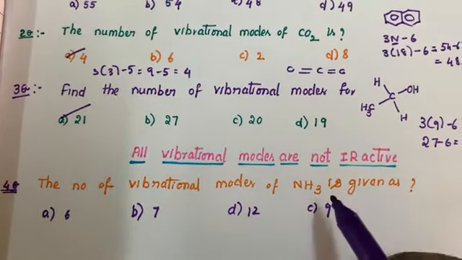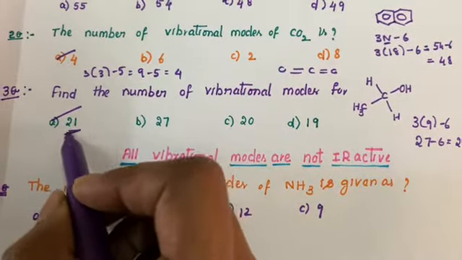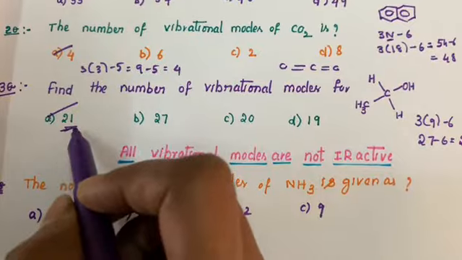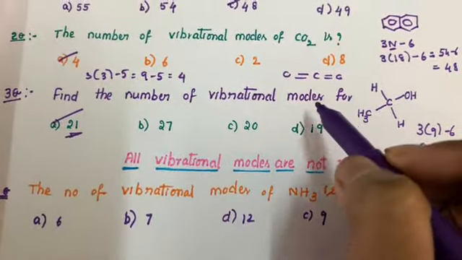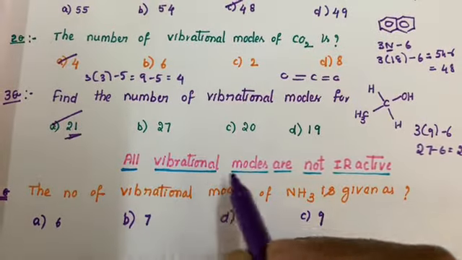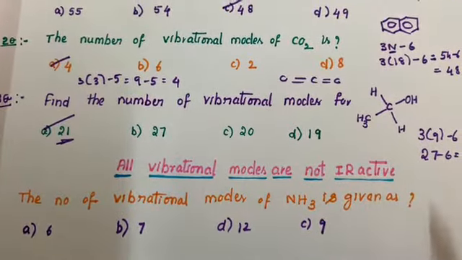But remember, sometimes the question is asking about all the vibrational modes, like 21, which need not all be IR active. Some are IR inactive, so we have to look carefully at the question. If they are asking particularly for the IR active vibrational modes, that will be discussed in the next class.